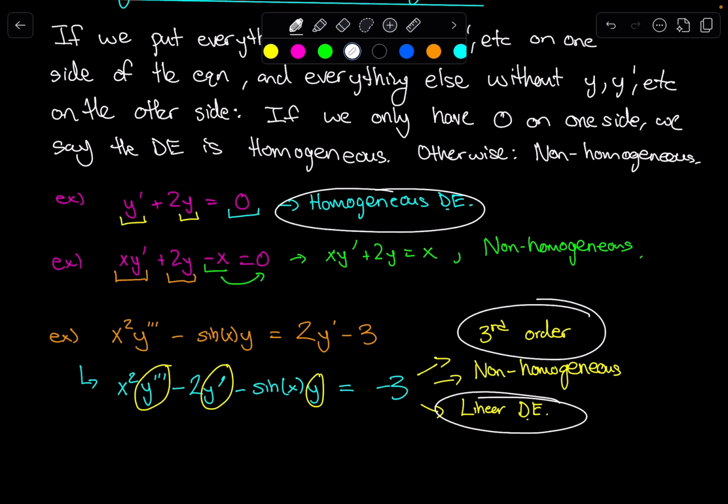So that's the classifications. And this should be enough for now, and then we'll cover the rest, which will basically be how to solve a particular type of differential equation. We will cover that in class on Thursday.